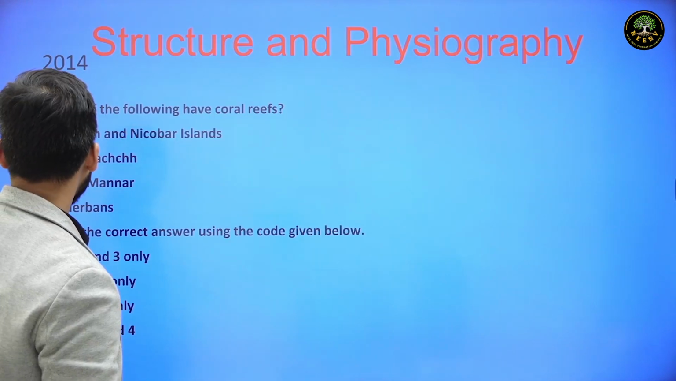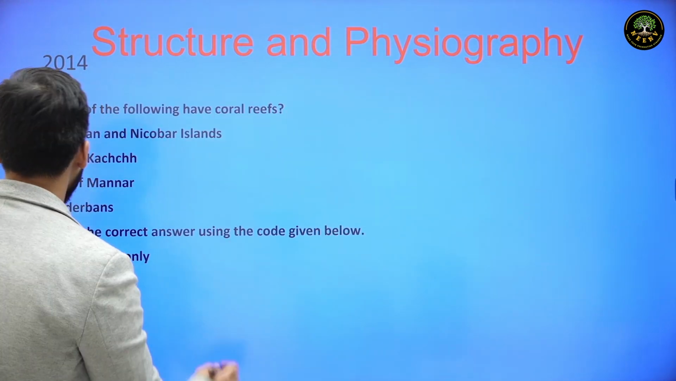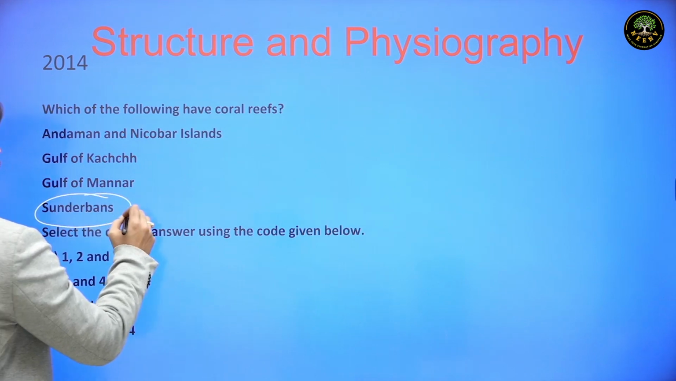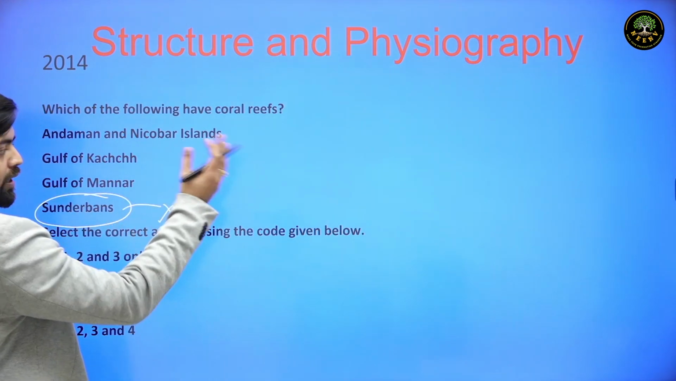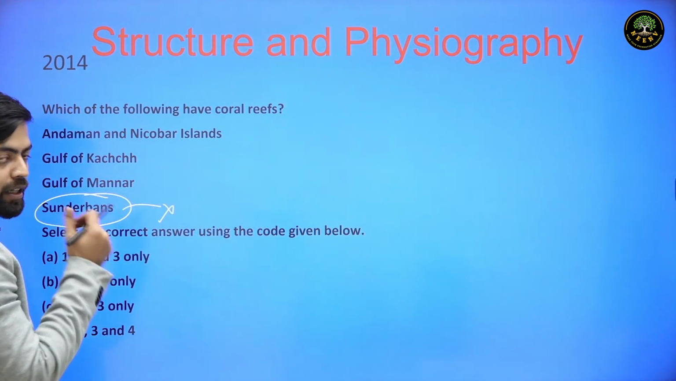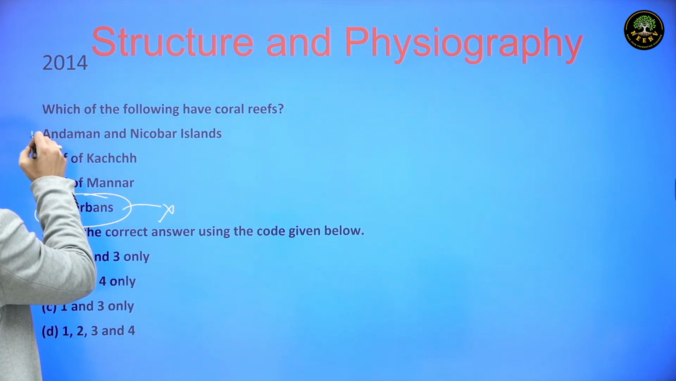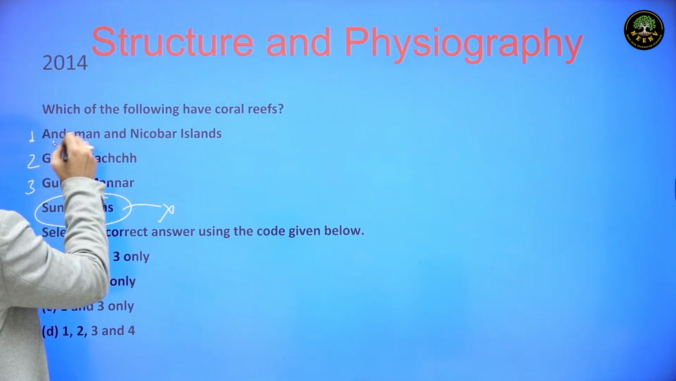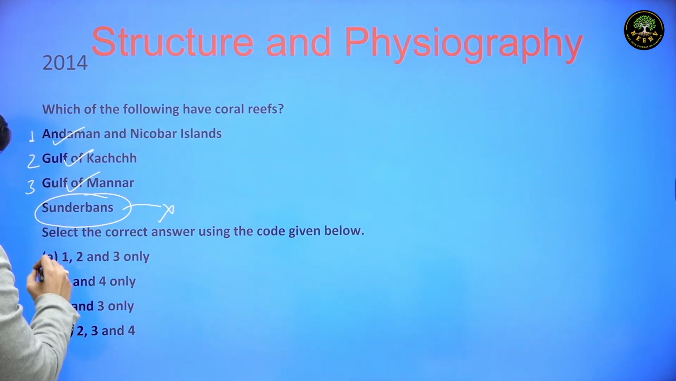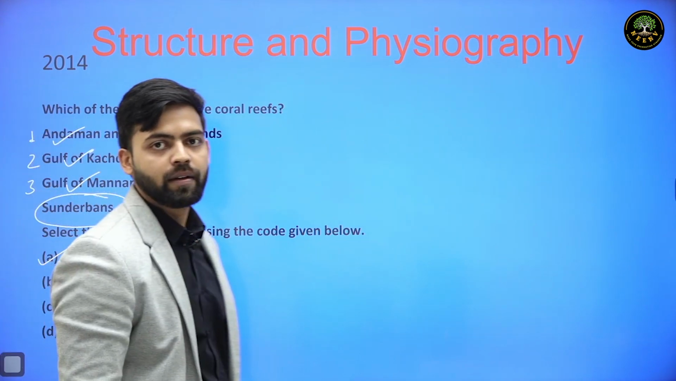So if we see this question again, Sundarbans is not there in the map provided by INCOIS. So first, second and third is the correct statement. So A is the correct answer.